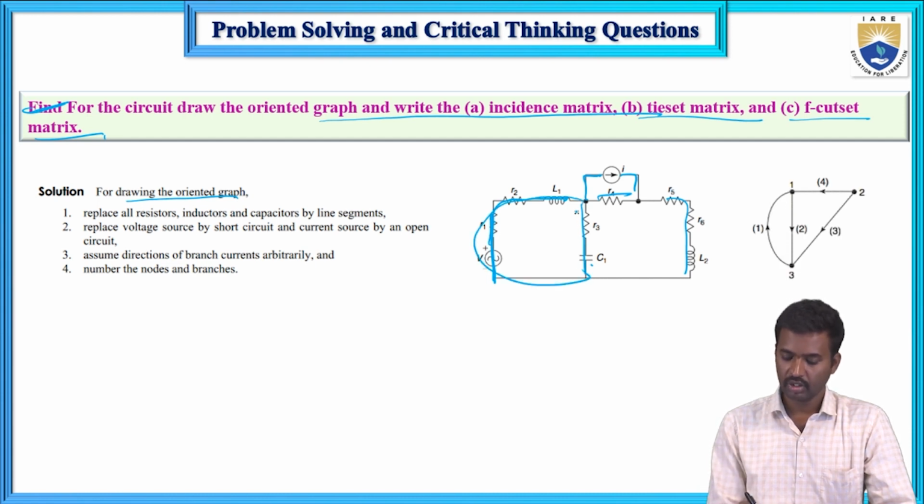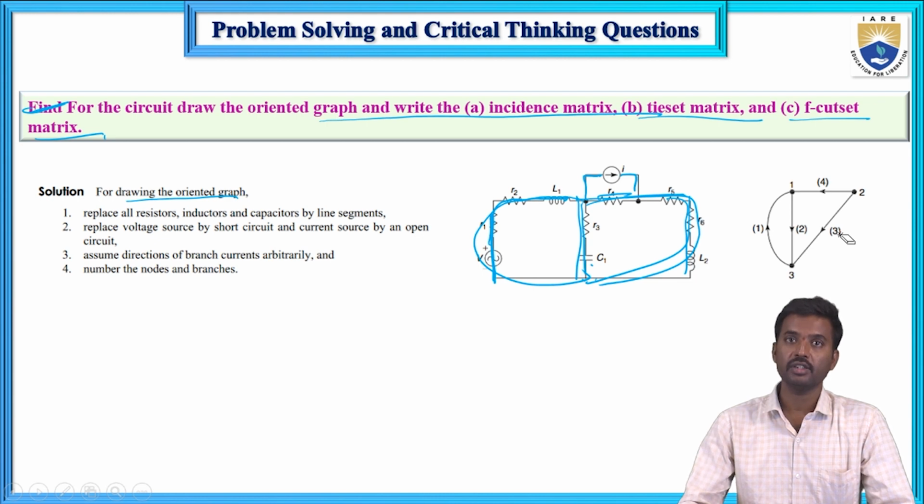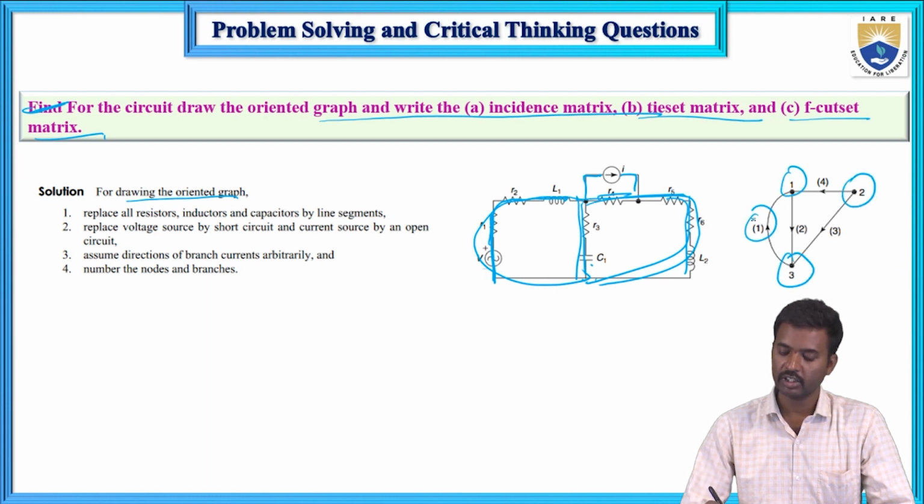Same thing. This one is 1 and this one is 1. This is 1 and this one is 1. So now this is the graph. Now assume the directions of all the branches. So now these are the directions: the number of nodes is 1, 2 and 3, and the number of branches is 1, 2, 3 and 4.